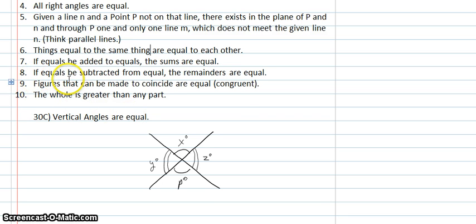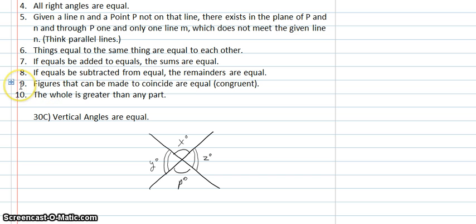Then number 8, if equals be subtracted from equals, the remainders are equal. Again, it's just saying that you have something that's equal, and then it's subtracted from something else that was equal, and the remainders are equal. So a subtraction problem, if you have different things that are equal and you're subtracting them, you're going to have equal answers.